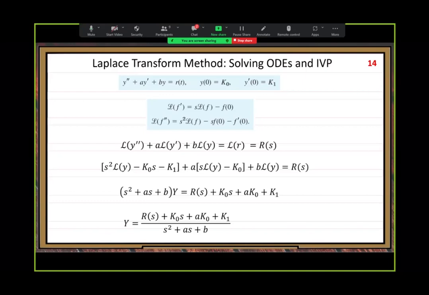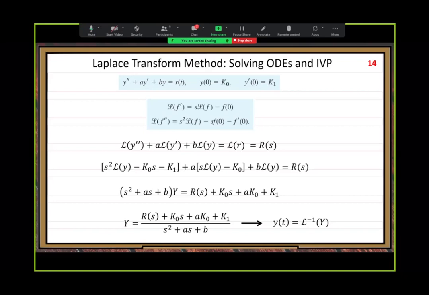Then you just take the inverse Laplace transform of that capital Y, and you find the solution. So you solve that ODE problem. You can compare with our old way. In our old way, we need to find the general solution, right? The particular solution. Then we need to plug in the initial conditions to determine the two constants C.